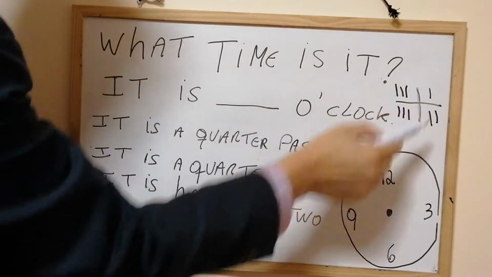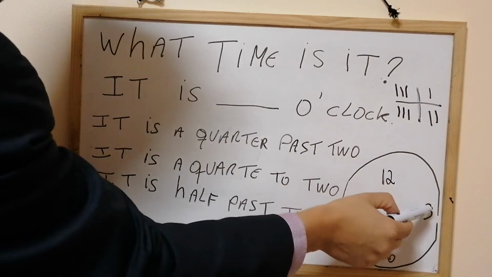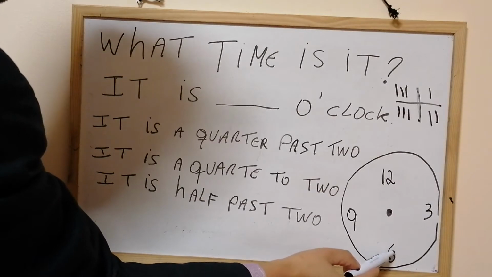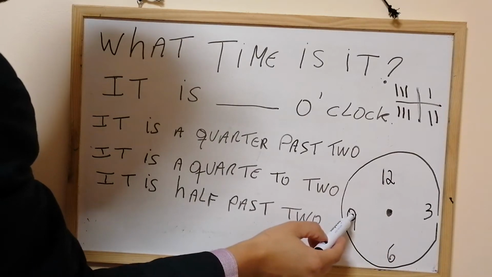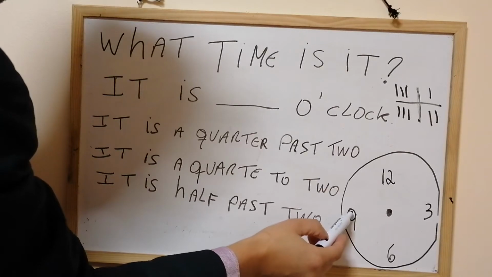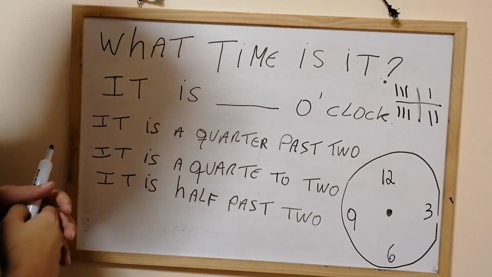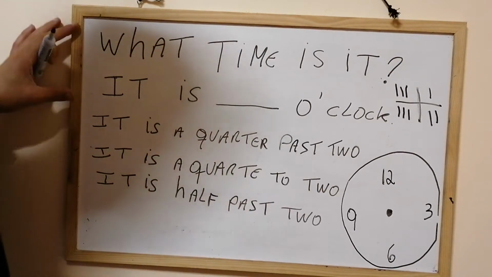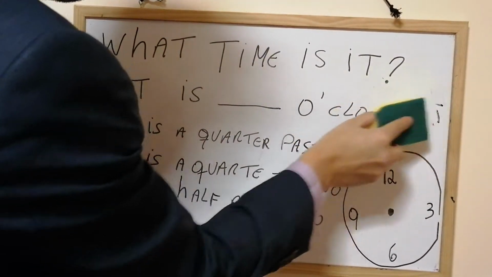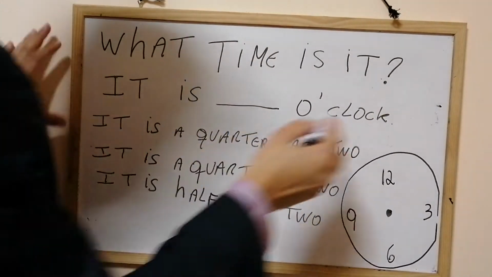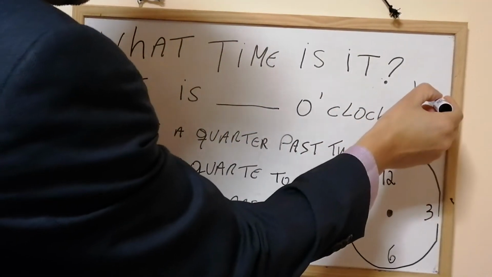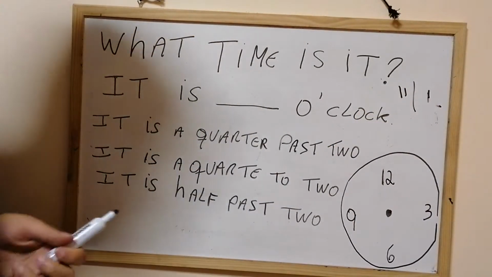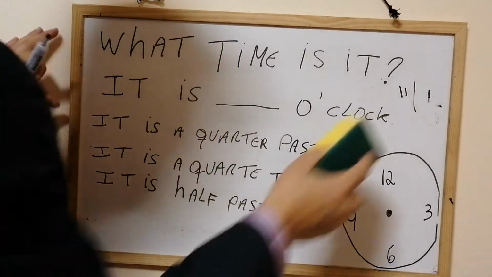Quarter 1, from here to here. From here to here, quarter 2. From here to here, quarter 3. And from here to here, quarter 4. Or we can divide it in 2 parts. So part 1, part 2. So we can divide the time in 2 parts.